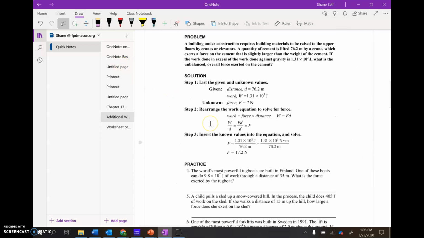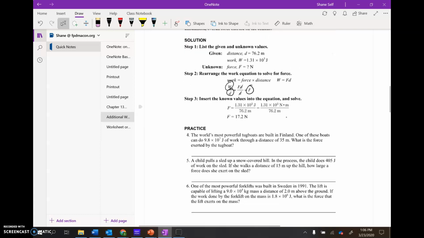All right, as you can see right here, we are going to be solving problems for force. They're going to give us work, they're going to give us distance, and they want force.